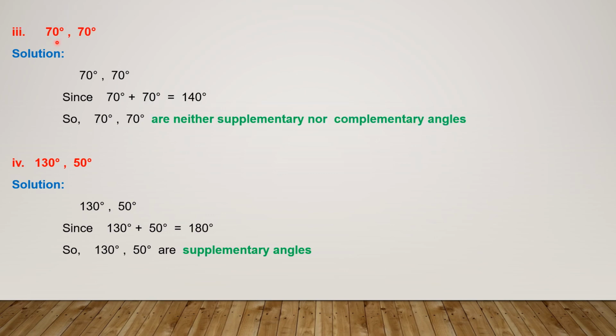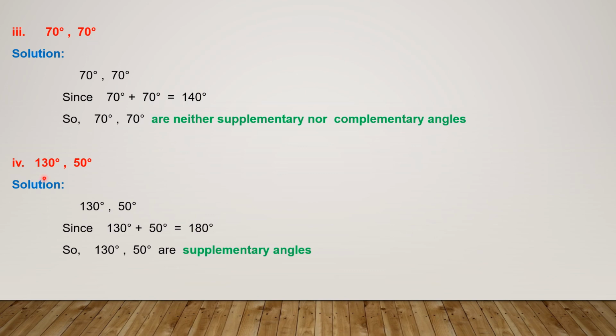Part number 3 is 70 degree and 70 degree. Now students, find out the sum of both the angles. Add them, 70 degree plus 70 degree. You will get 140 degree. Since sum is neither 90 nor 180, these angles are neither supplementary nor complementary. Got it? Since sum is not 90 degree, not even 180 degree, the given pair is neither supplementary nor complementary.